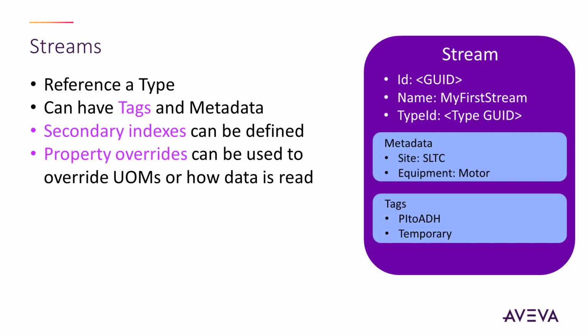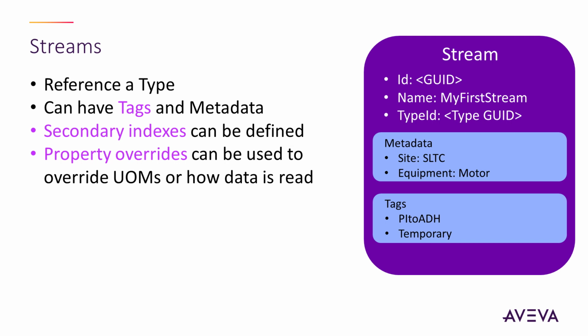Next, we'll take a look at streams. So streams reference a type, so we can see they have a type ID field. They can have tags and metadata, which are useful static information about the stream. Metadata is representing a key value pair. So in the case of sites, it might be SLTC in this case. And then tags, which are just a simple value, which could be something like PI to ADH. And these just give you an easier way to search your streams and find useful information about them.